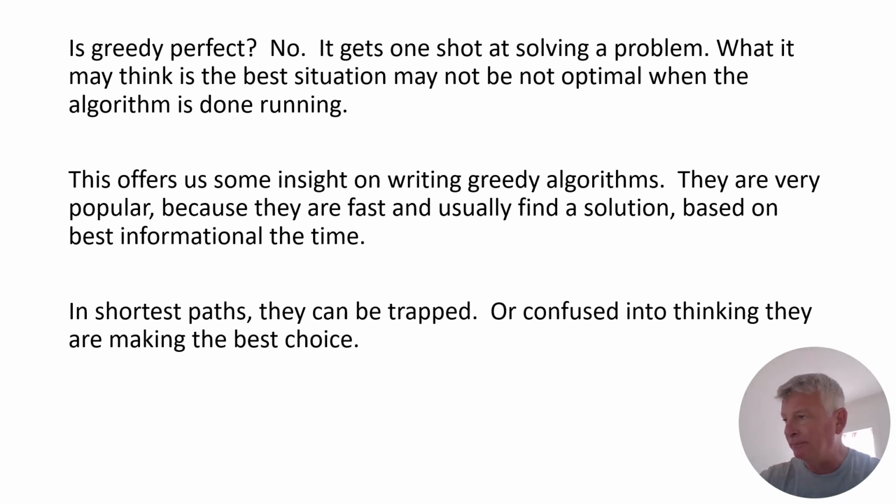And that's pretty cool. In shortest paths, they can be trapped or confused into thinking they're making the right choice. If somebody has a greedy algorithm, we can make it really inefficient by trapping it, because it's going to make this choice and it might think, hey, I'm going the right way, when really it's not. You can cheat these. That's why we have A star and stuff.